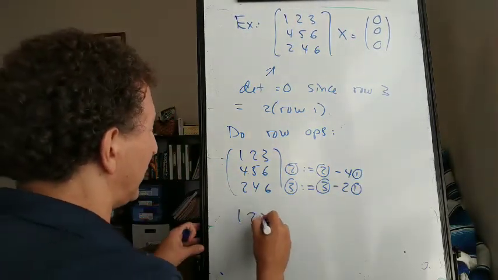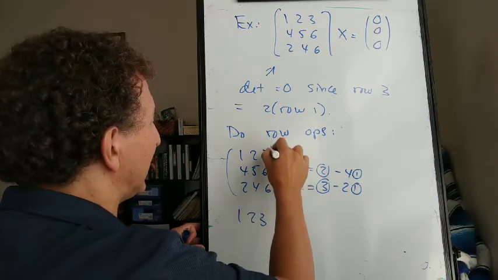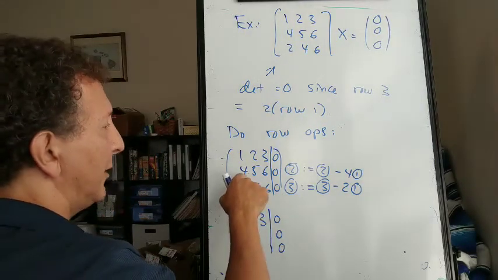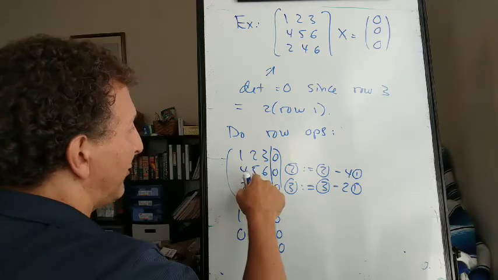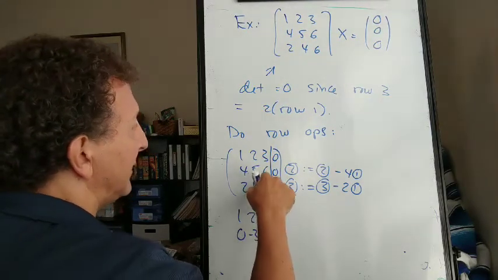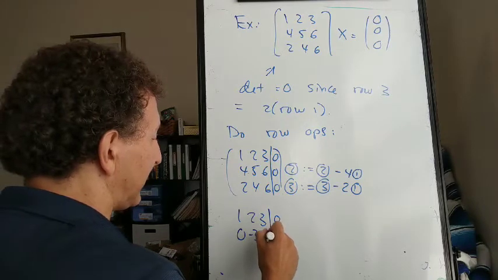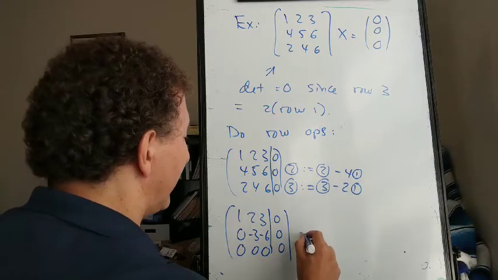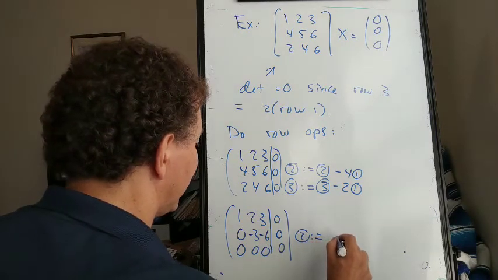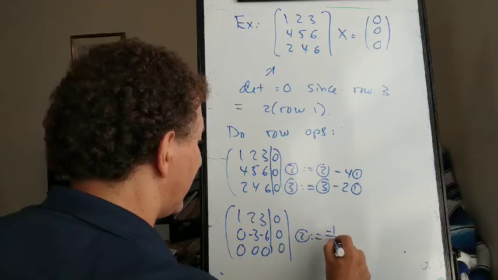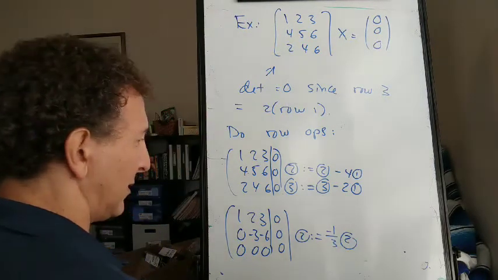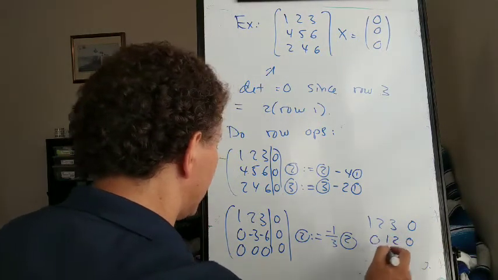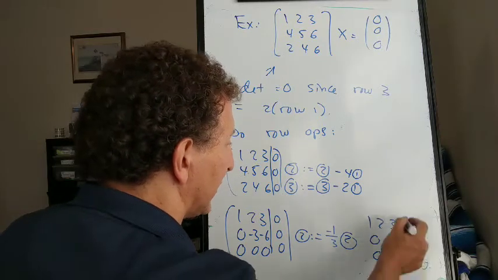And that gives us 1, 2, 3. Well, there should be zeros in here because the right-hand side is 0. 4 minus 4 is 0. 5 minus 8 is negative 3. 6 minus 12 is negative 6. And then 0, 0, 0. And then row 2 becomes negative 1/3 of row 2, to give us 1, 2, 3, 0, 0, 1, 2, 0, 0, 0, 0, 0.